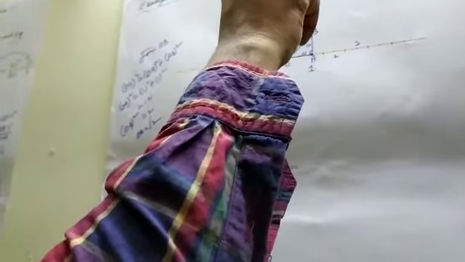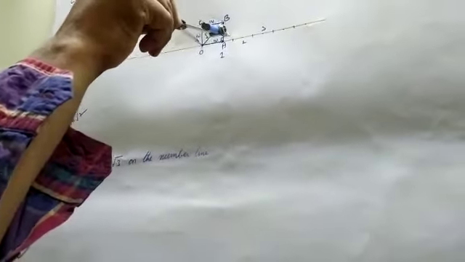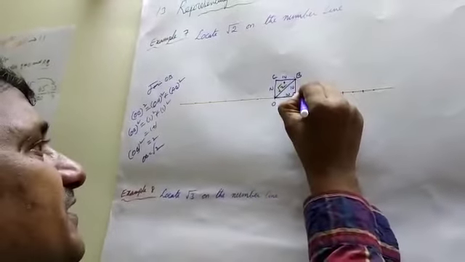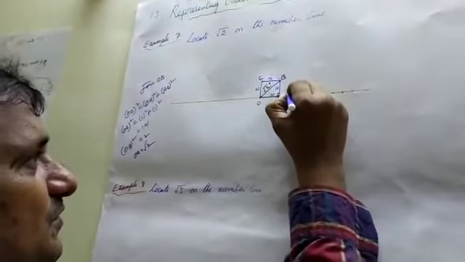You draw the arc so that it touches the number line. Which point does it touch? This point is called root 2 on the number line.